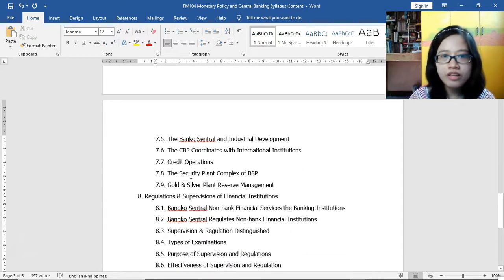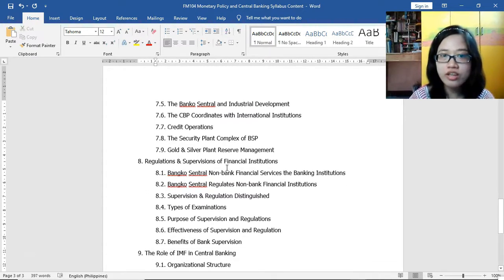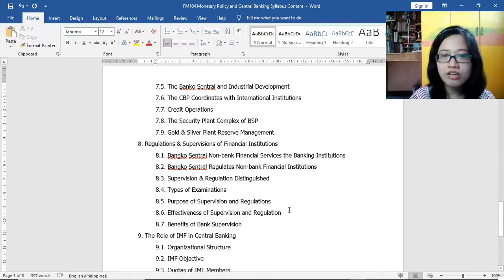Then we have the credit operations, security plan complex of BSP, gold and silver plant reserve management. And then topic number 8, we have the regulations and supervisions of financial institutions. So we have the Bangko Sentral, non-bank financial services, the banking institutions, and then the regulation of non-bank financial institutions. And then we have the supervision and regulation, distinguished types of examinations that they do, purposes of supervision and regulations, effectiveness of supervision and regulation, and benefits of bank supervision.